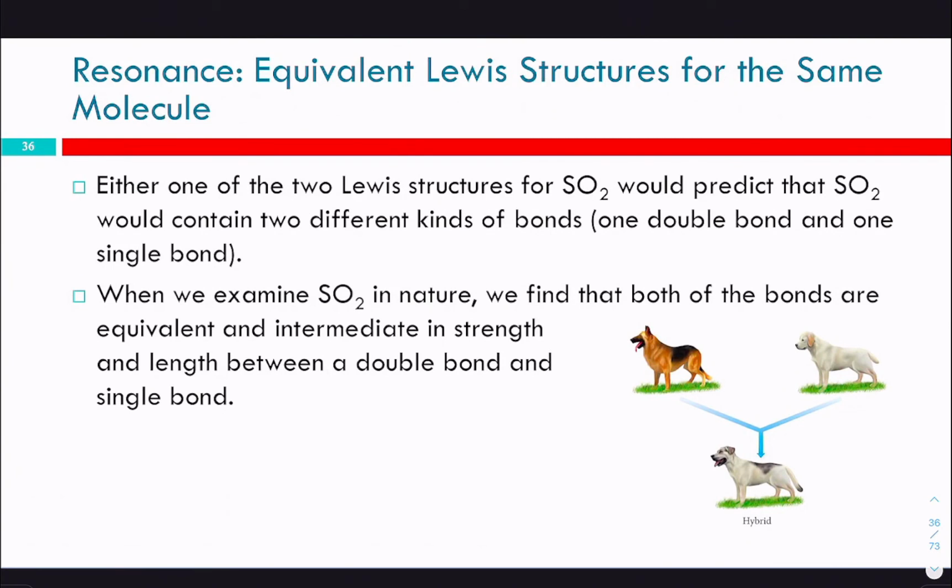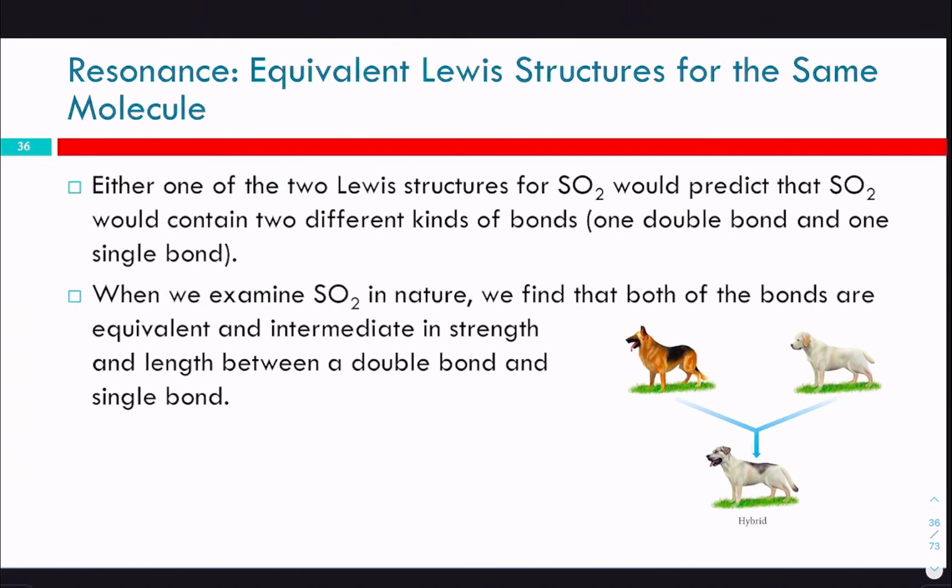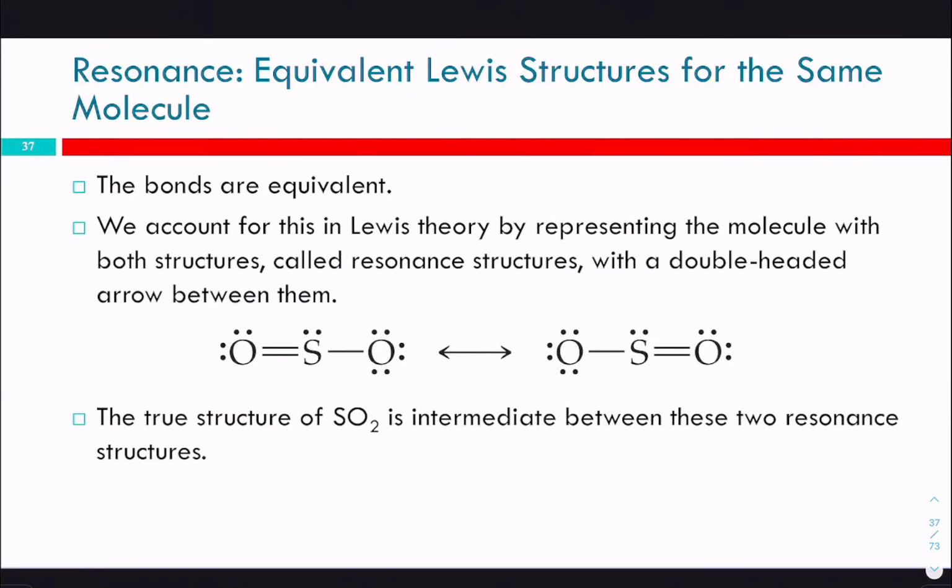Like I explained briefly, either one of the 2 Lewis structures for SO2 predicts that SO2 would have 2 different kinds of bonds, 1 double and 1 single. But in reality, if we examine these, we find that it's a hybrid of a double and single bond. So that's Chem 1 stuff. So those bonds are also equivalent.